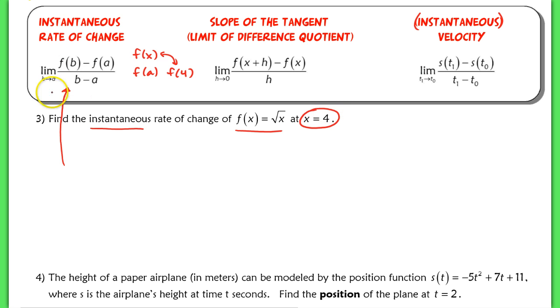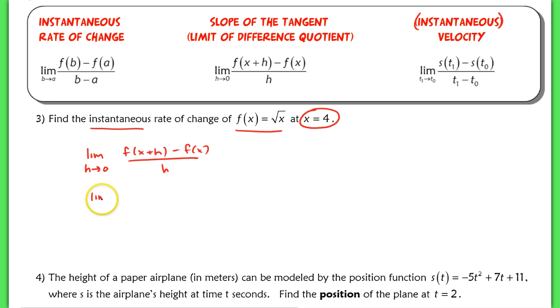You have to find the limit, this time as x approaches a. So whenever you see that b here, we'd change that to f of x and x minus a in the denominator. But just because I think most of you are probably really comfortable now with using the difference quotient, I'm going to use the difference quotient to find this instantaneous rate of change. So I want to find the limit as h approaches 0 of f of x plus h minus f of x over h. And just by substitution, I'm finding the limit as h approaches 0 of root x plus h minus root x over h.